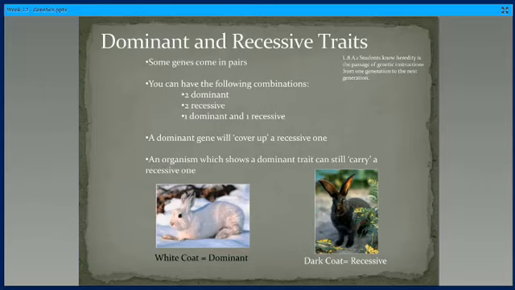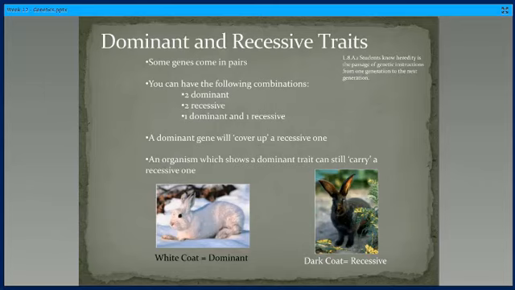So if you have two dominant genes, that is called homozygous dominant. Homo means same, you've got the same, they're both dominant, homozygous dominant. For example, in this example, if you had two genes for blonde hair, you'd be homozygous recessive. Or you could have one of each, one for brown hair, one for blonde hair. That is called heterozygous. A dominant gene will, quote, cover up a recessive one, but you would still be a carrier, and you could conceivably pass that gene on to your offspring.